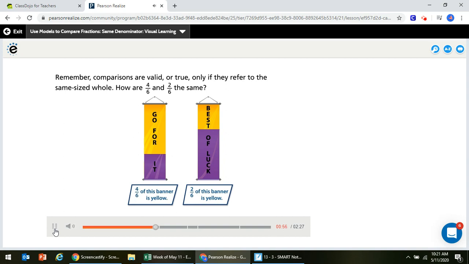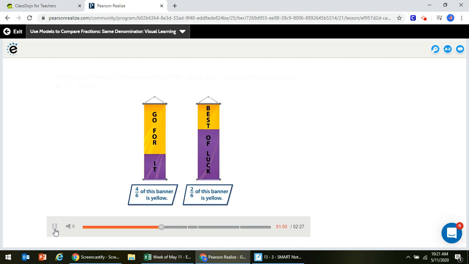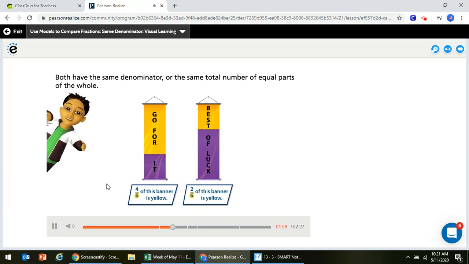How are 4/6 and 2/6 the same? So think about that. How are these two fractions the same? What is the same or what is similar about these two fractions? Both have the same denominator, or the same total number of equal parts of the whole. The denominator is the number down under the numerator. So these two banners are broken into 6 parts. You can't necessarily see them, but this is the way that they're divided. They're split into 6 equal parts. Their denominator is the same.